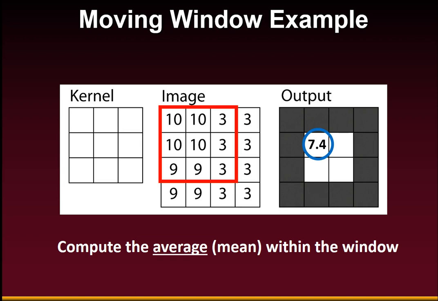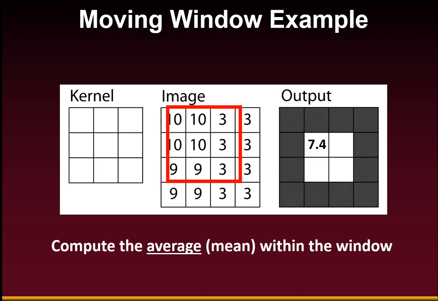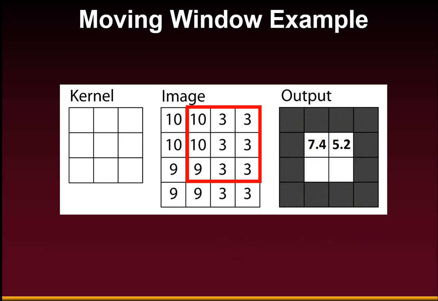So 7.4 becomes the new value for the focal cell in the output raster. Next, the box glides over one cell. So now the focal cell is the cell with the 3 in it. The same operation is performed, but this time using the 9 cells in the red box. The average of those cells is 5.2. So the new output value in that cell is 5.2. This process continues and the box keeps gliding across the image and centers on a different cell each time. New values are recomputed for each cell in the output raster based on the 9 cells in the moving window.